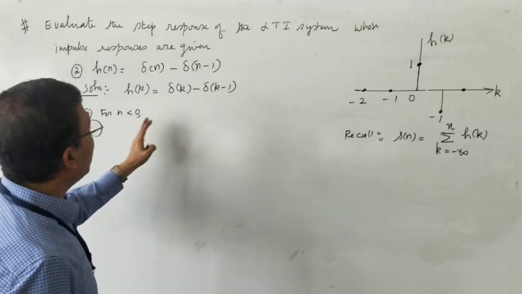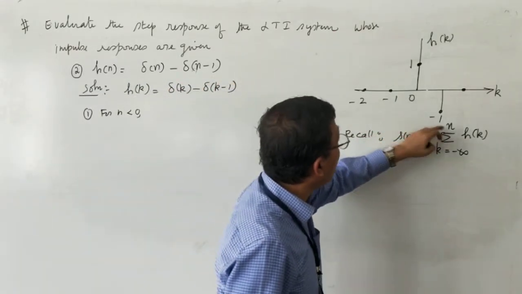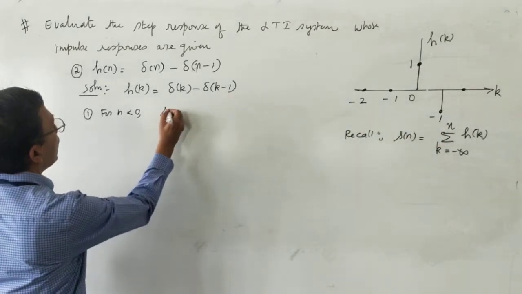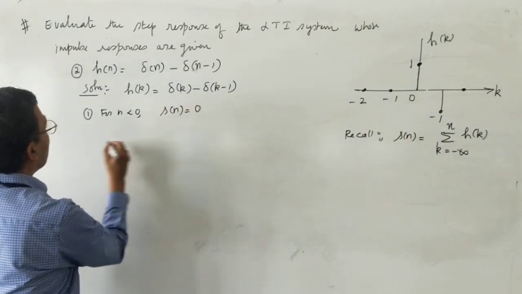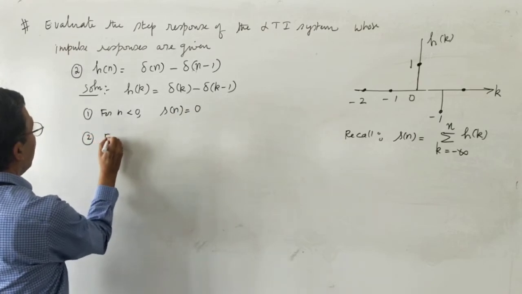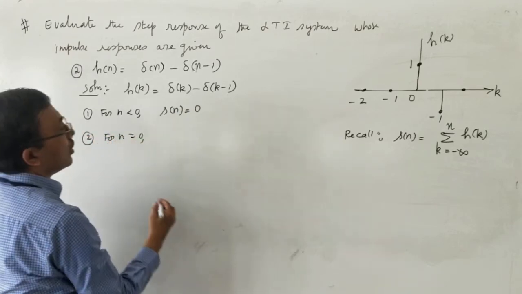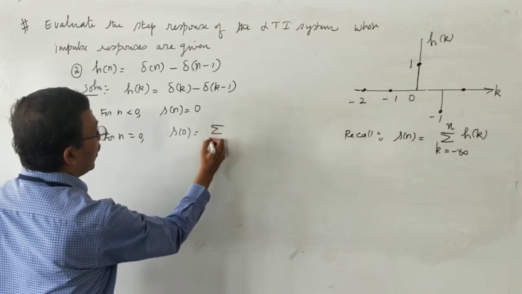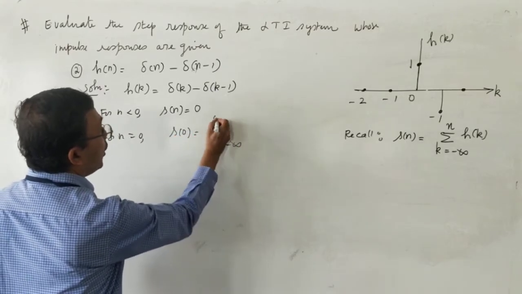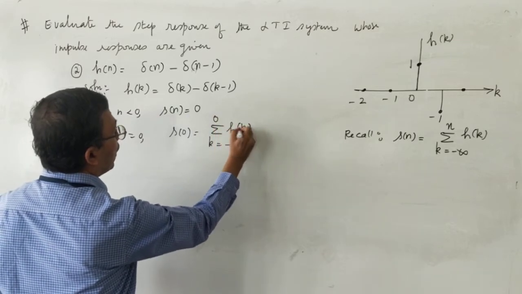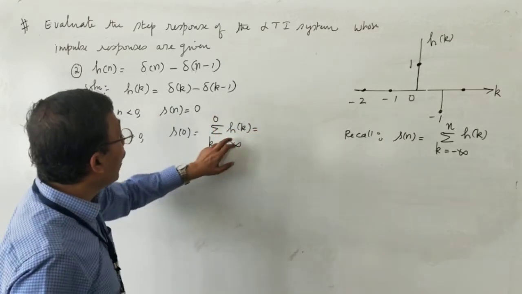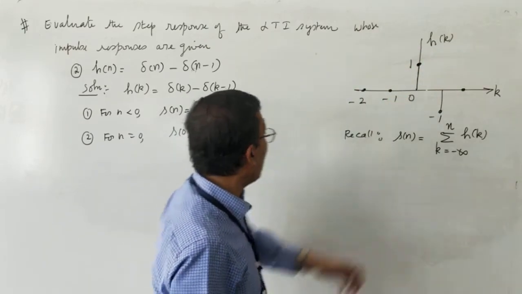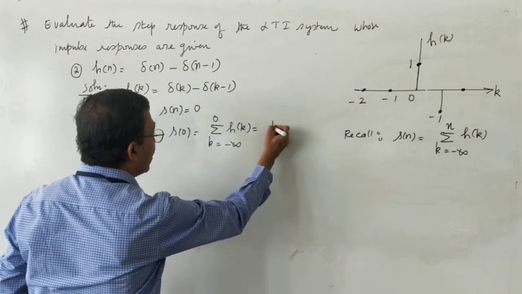In general, you take any negative value of n and perform the summation, the result is 0. For n less than 0, s of n equals 0. Next, for n equal to 0, what is s of 0? S of 0 is summation k equals minus infinity to 0 of h of k. What does this mean? Add all the samples in h of k from minus infinity to 0. Obviously, the result is 1.